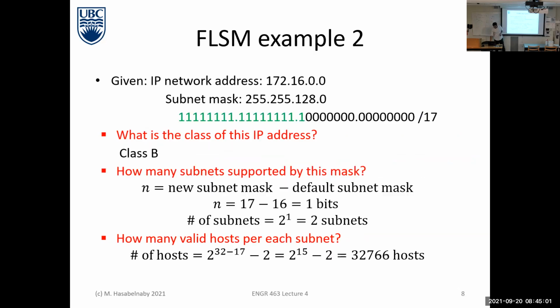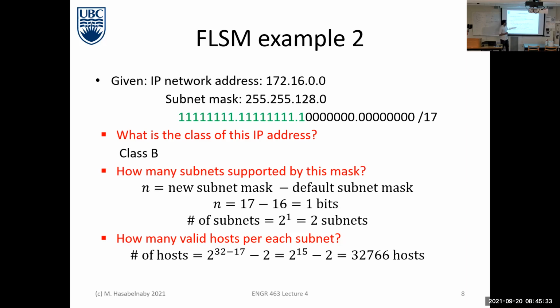So this is another example for fixed length subnet mask, but using a class B address. This IP address is in class B, okay? And in class B, we have the default subnet mask, and this is the new subnet mask that, if we convert it to binary, will be equal to /17. So the difference between the new subnet mask and the default subnet mask, 17 minus 16, is only 1, okay?